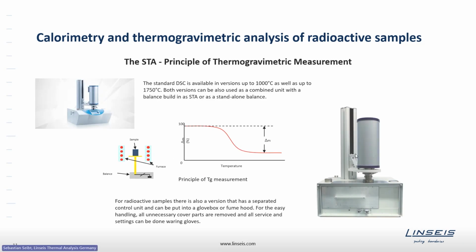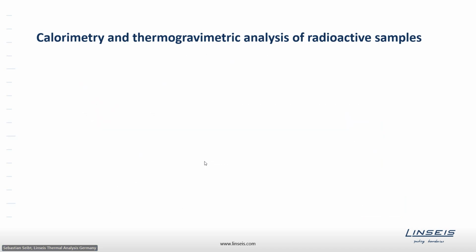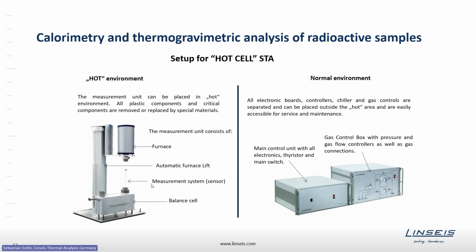Now coming back to modification, in the usual configuration, the benchtop version, you would have an instrument that looks like this on the top left picture. However, if you have a very corrosive or even radioactive sample, we try to separate all the electronics from the unit itself, leading to that concept you can see on the next slide.